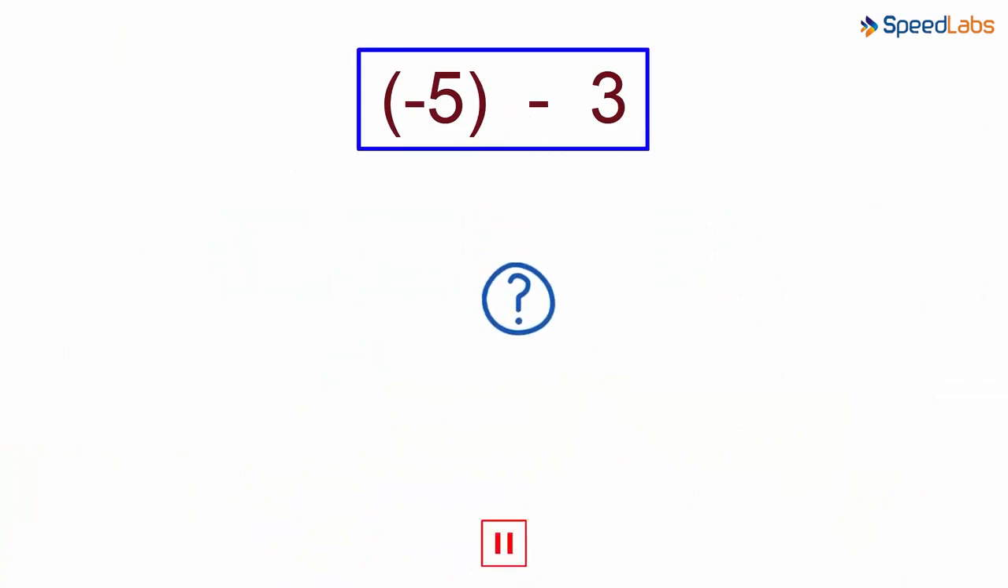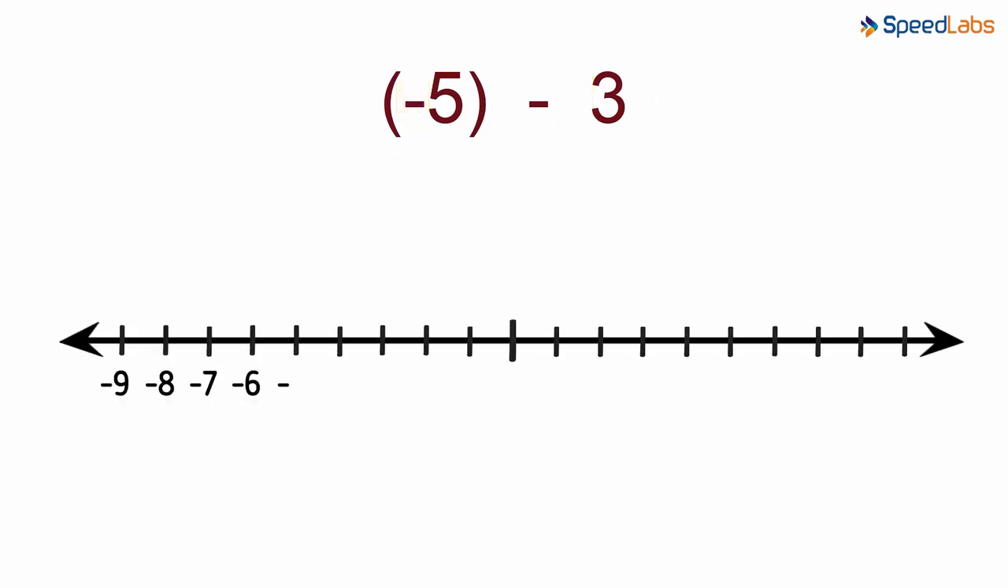Here's the question. How will you find the solution for this question? The two integers are -5 and 3. So we have to subtract a positive integer from a negative integer this time. That means the sign of the integers is not the same. Let's take the number line again. We will start from -5 on this number line. Can you tell me the next step?